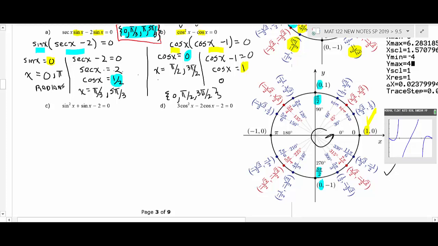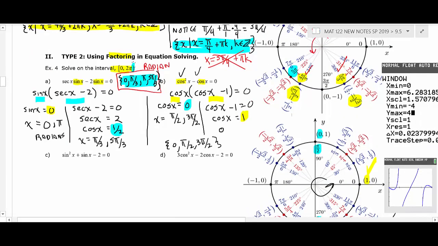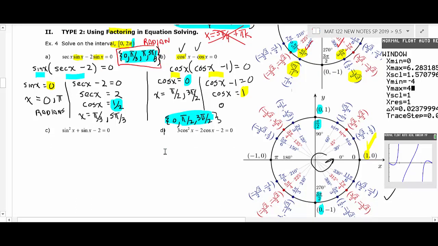2 pi is another answer, but that's not within our interval because our interval said exclude the 2 pi. So the answer to that problem would be 0, pi over 2, 3 pi over 2, like that. Okay, that would be the idea. All right, so that's how you do those.